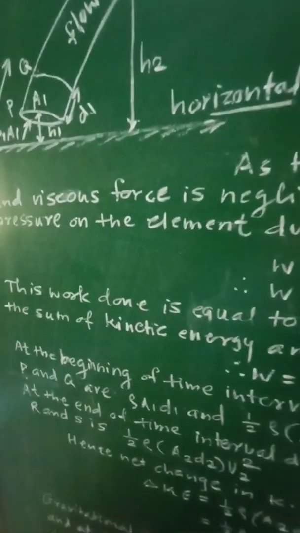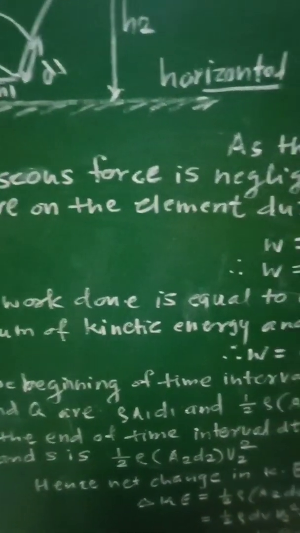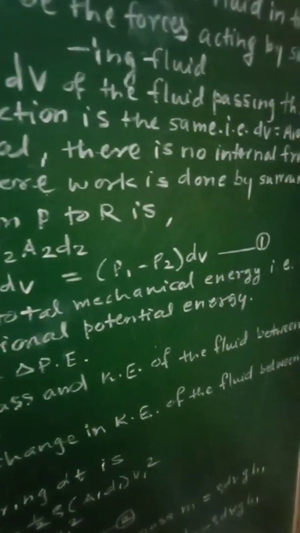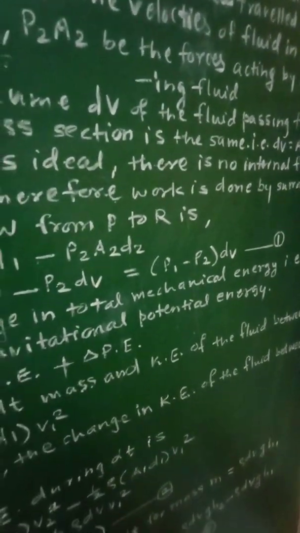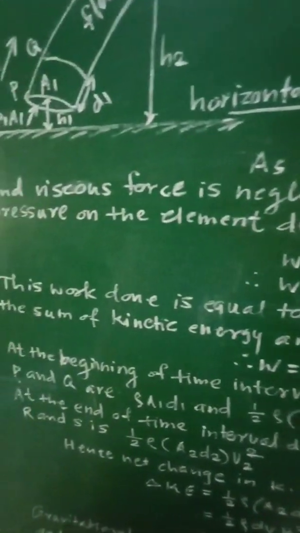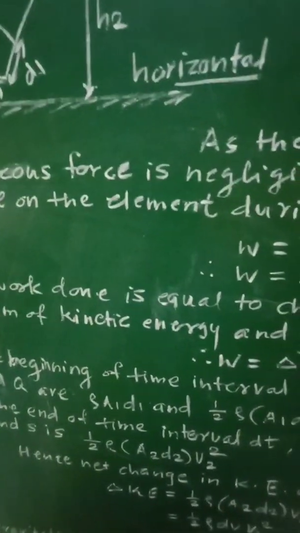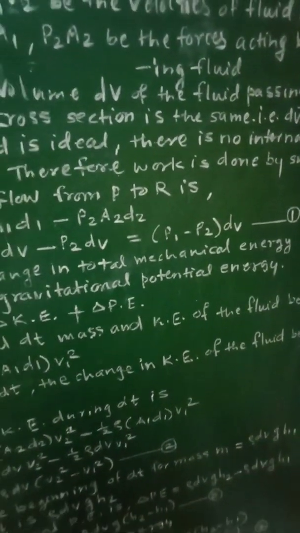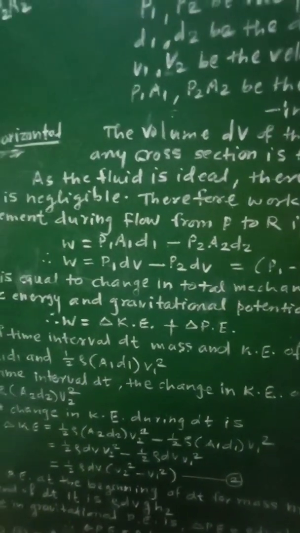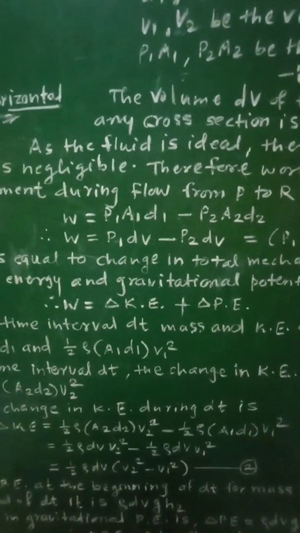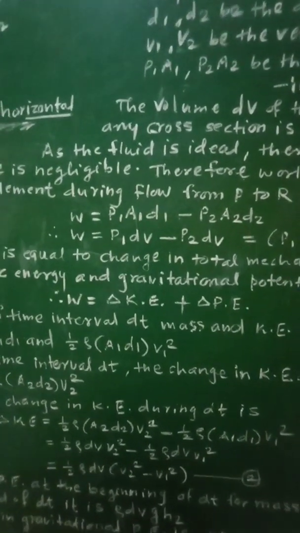Now the work done is equal to the change in the total mechanical energy. The work done is nothing but the change in total mechanical energy, that is the sum of kinetic energy and gravitational potential energy, and therefore we can write W is equal to delta KE, that is change in kinetic energy, plus delta PE, that is change in potential energy.